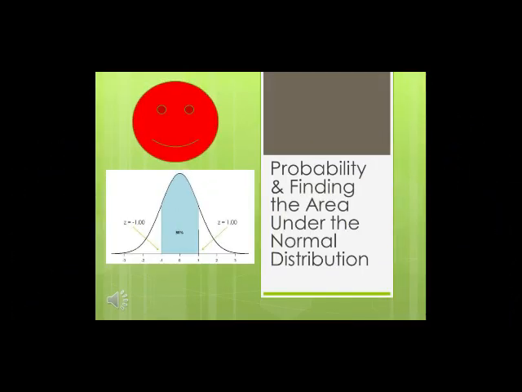Good day everyone. Today's topic is on probability and finding the area under the normal curve. In this tutorial, we will focus only on the principles and ideas necessary to lay the groundwork for inferential statistics. We can accomplish this by quickly tying the concepts of probability to what we already know about normal distributions and z-scores.